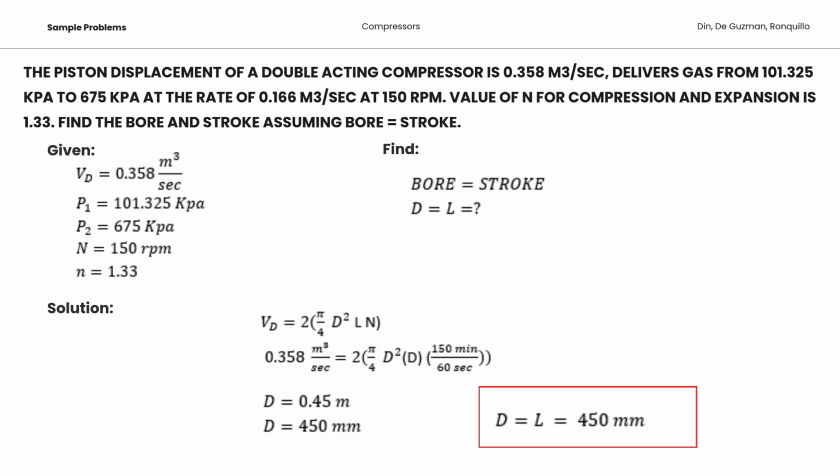So, ayan, D squared. And then D. And then N is 150 per minute, yan pag RPM. And then, i-convert lang natin into second, kaya may over 60 second dyan. So, if we compute this, we will get the D as 0.45 meter. And then, convert lang natin into mm, which is 450 millimeter. So, D is equals to L is 450 millimeter.